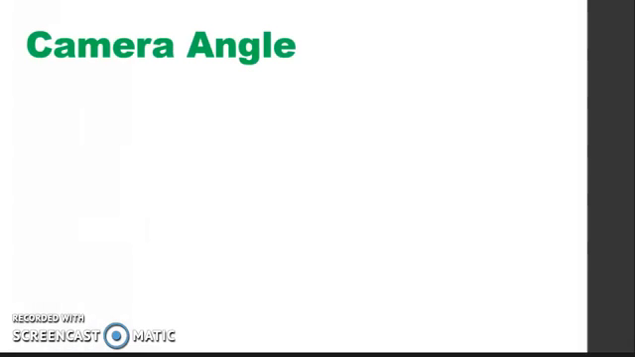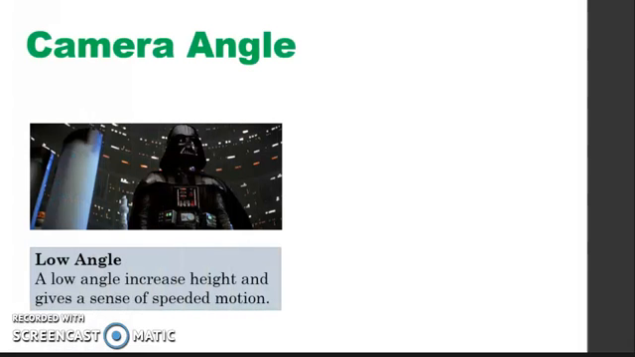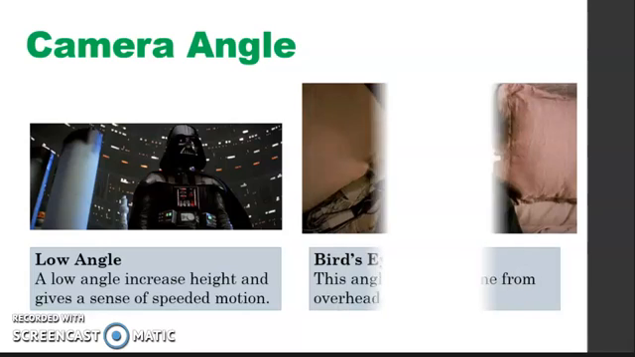You also have the low angle. A low angle increases height and gives a sense of speeded motion. This angle leaves fear and insecurity to its viewer. These camera shots most often emphasize power dynamics between characters.